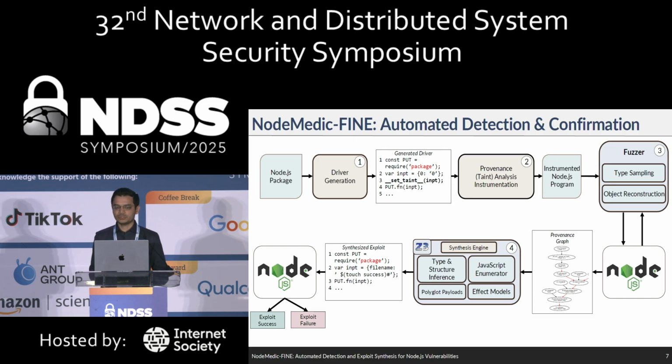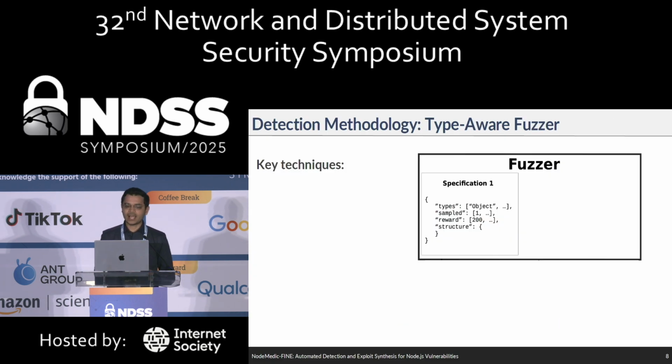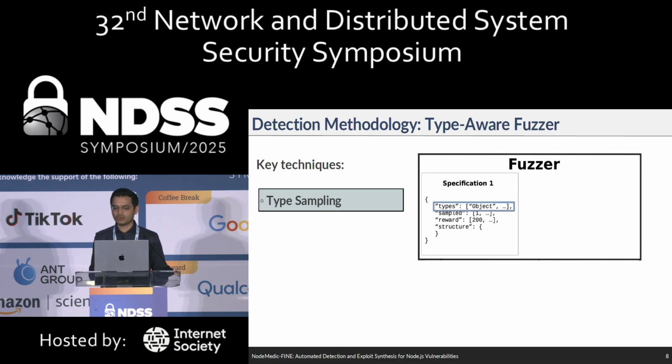The first two steps of this pipeline, as well as the core synthesis engine, were developed by our prior work, NodeMedic. The fuzzer and the additional synthesis methodology are novel, and we'll dive into them next. At a high level, we implement coverage-guided, type and structure-aware fuzzing of the package to explore more of its execution paths. The fuzzer relies on two core techniques, the first of which is type sampling.